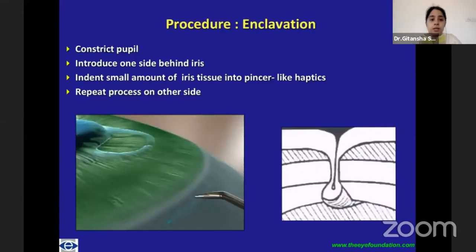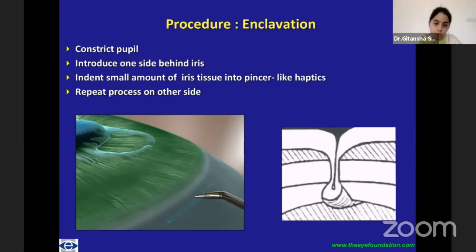The main step here is the enclavation. It should not be done in a dilated pupil. The pupil should be maximum mid-dilated because the enclavation is done at the mid-periphery of the iris. One simply introduces the lens through the corneal incision, following which it is horizontally oriented so that the haptics are near the two side ports.